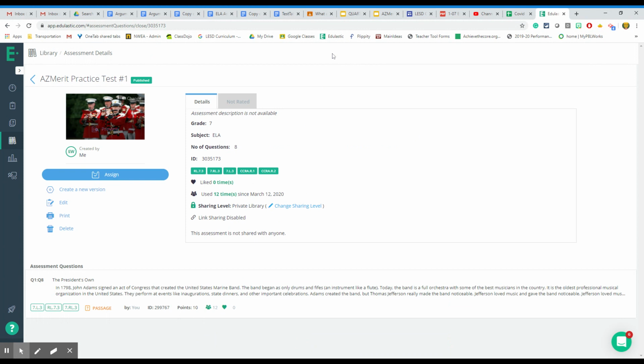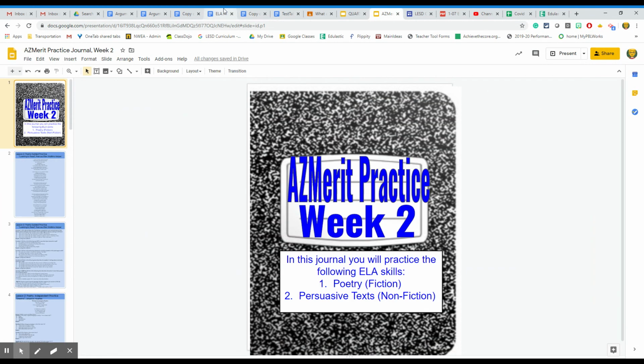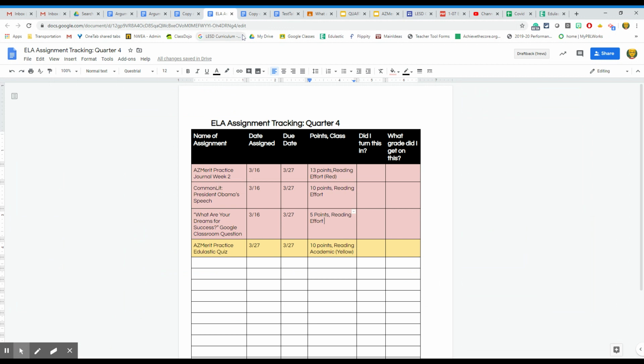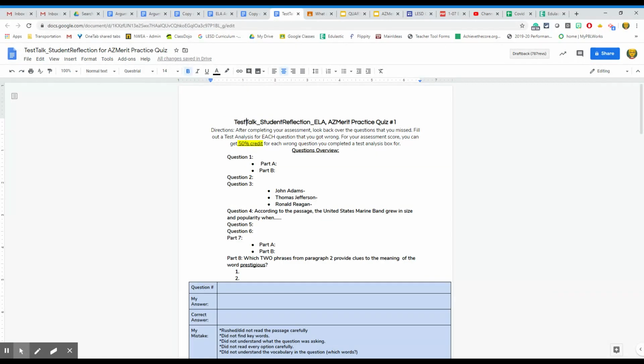Once you finish your quiz, go ahead and put your score in the ELA assignment tracker right here. Easy Merit Practice Edulastic Quiz. You're going to type in yes, you turned it in, because once you're done, you turn it in. And then what grade you get on it, you would put your grade in. How awesome would it be if you got 100%? But again, don't worry if you get lower than that, because again, if you fill out this form for each question you got wrong, you get partial credit. And again, we'll go over that on Monday.